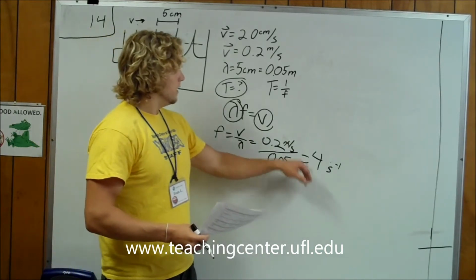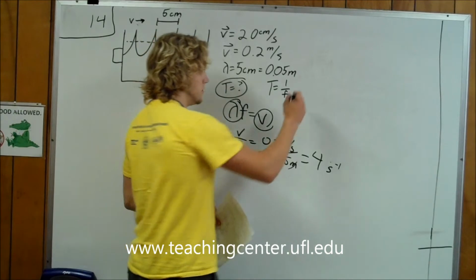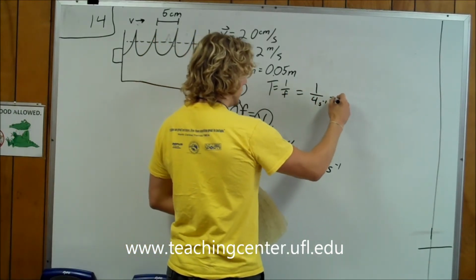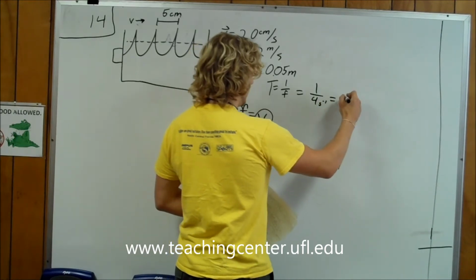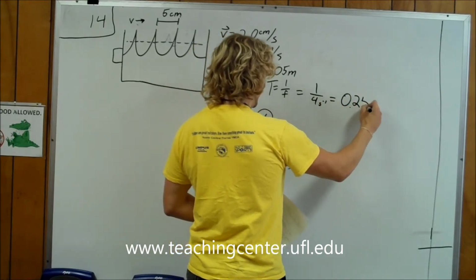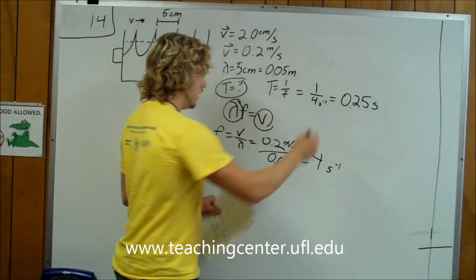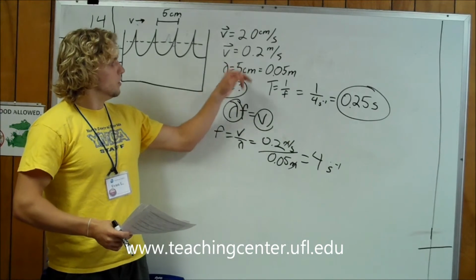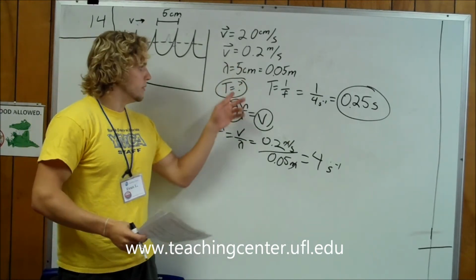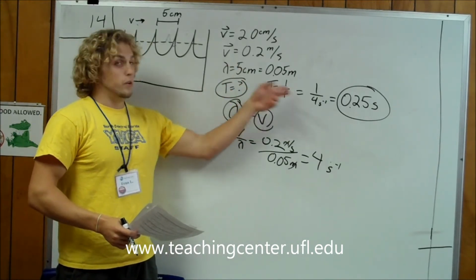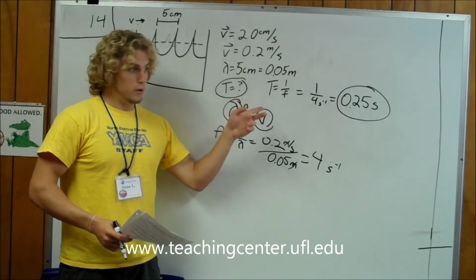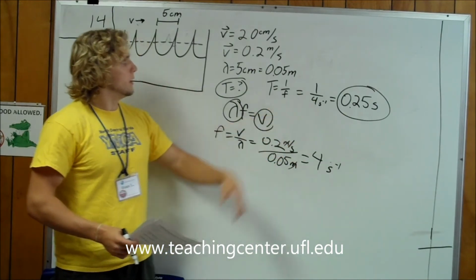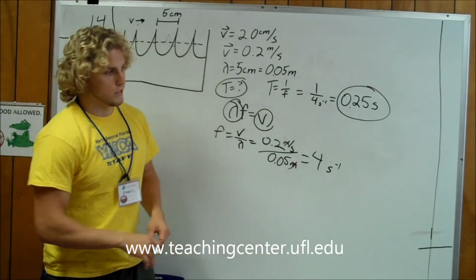Now we can go ahead and put that into T. T is equal to 1 over 4 seconds to the negative 1, which is equal to then 0.25 seconds. That is your answer. You have to find out what you end up looking for, because you're not given enough information for this. Find out for it, and then plug it back in. Classic physics.